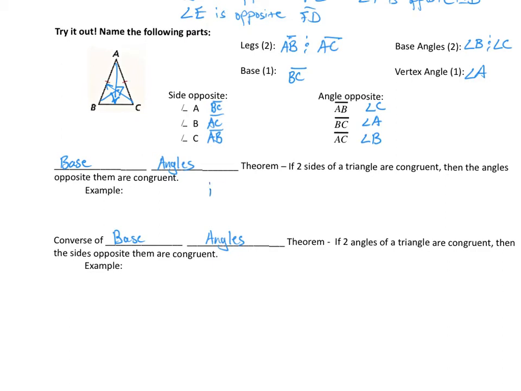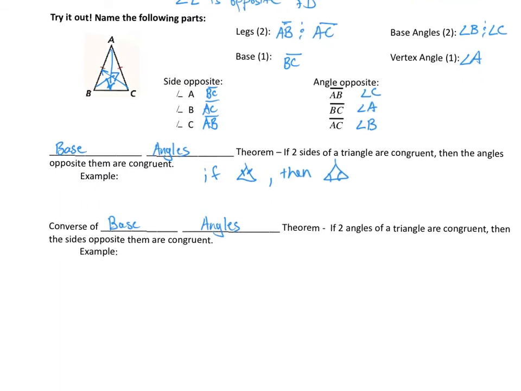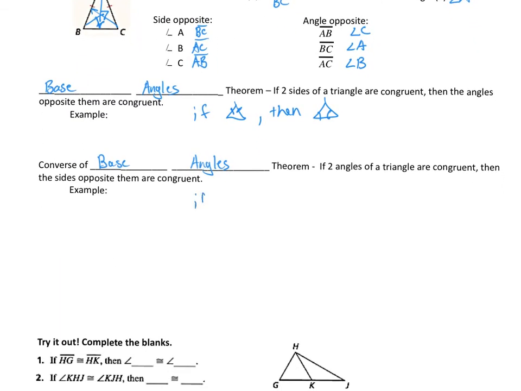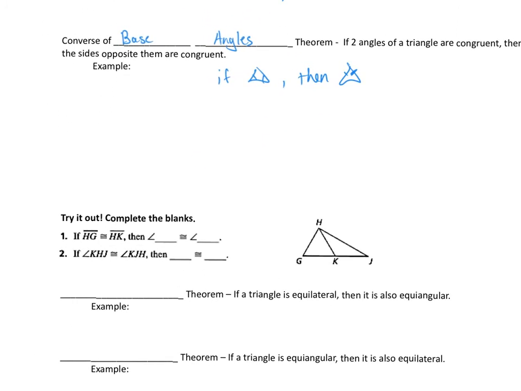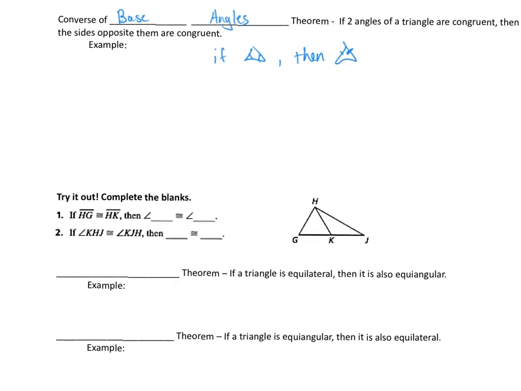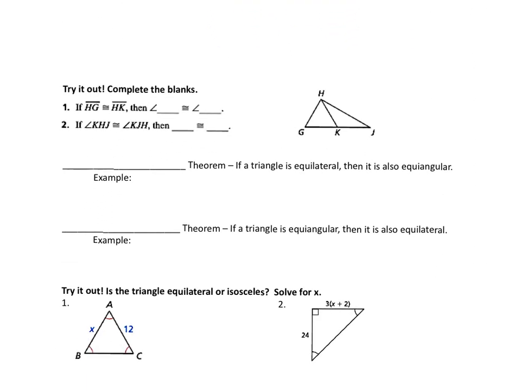If I drew a little picture, this first one says if the two sides are congruent, then the base angles have to be congruent. And remember, when we have base angles, we're dealing with an isosceles triangle here. Now this one says if the base angles are congruent, then the sides also have to be congruent. Let's go on down here now to do some more examples. It says, number one, if HG is congruent to HK.